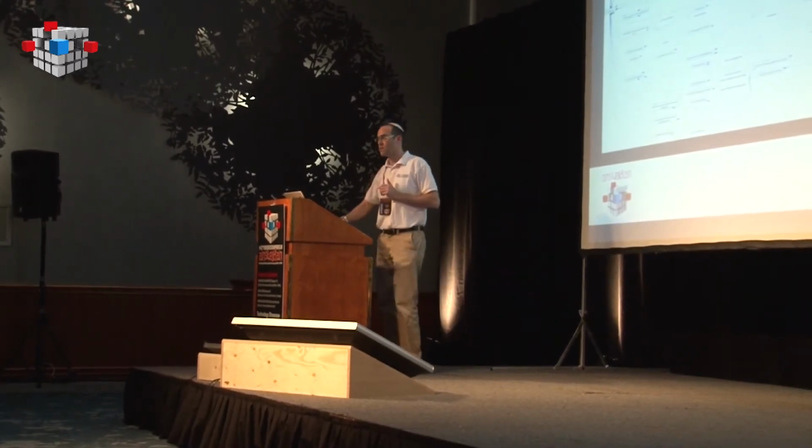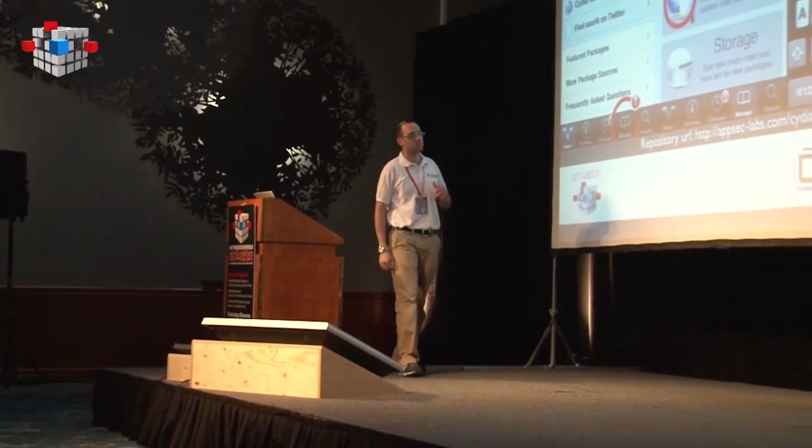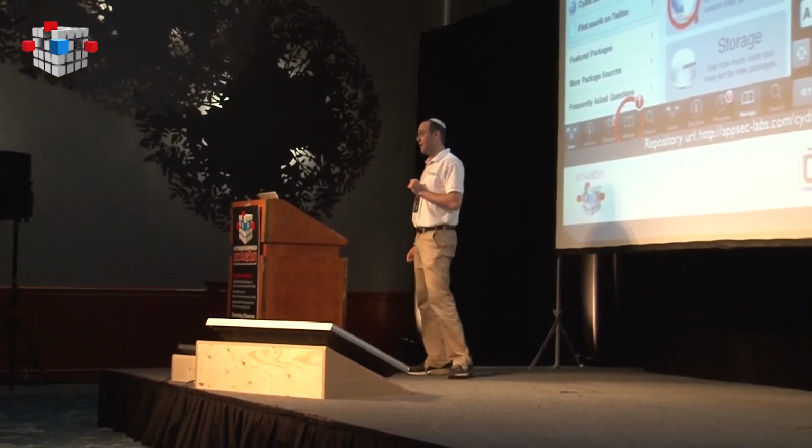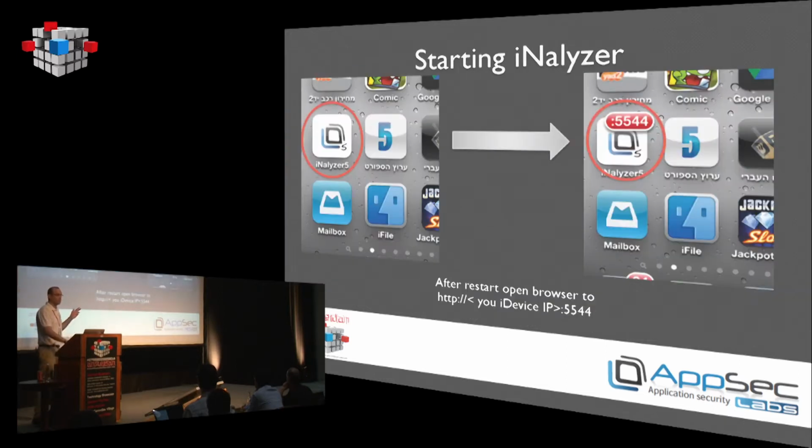So, how do you get iNalyzer? Well, it's free. You can download it right now from the Cydia repository. Go to our AppSec Lab Cydia repository and download it. Activating it is very simple. Just click on it, and you get a listener report on your iDevice. Once you got your listener report on your device, open the browser, any browser, and browse to your iDevice IP and the port that you got.